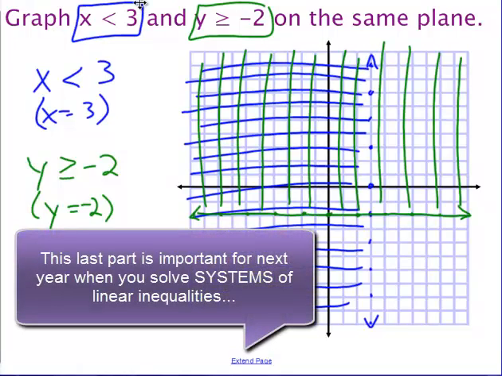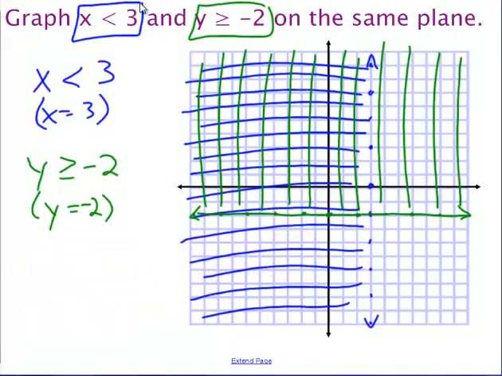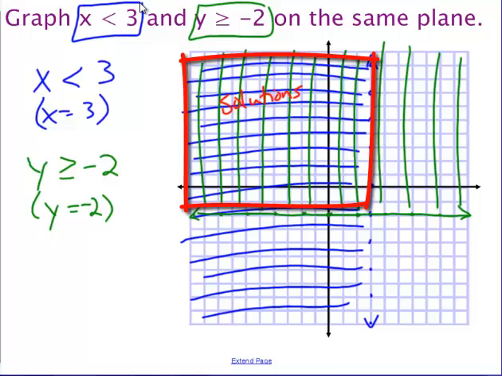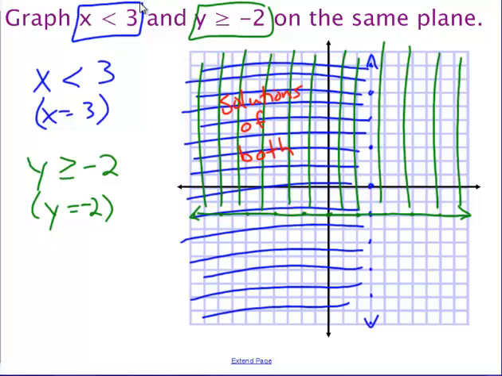Then we actually have 4 distinct areas on this graph. Where you see both the green and the blue, you have solutions of both. These ordered pairs, their x values are less than 3, and their y values are greater than or equal to negative 2. All ordered pairs in that region are going to meet both.